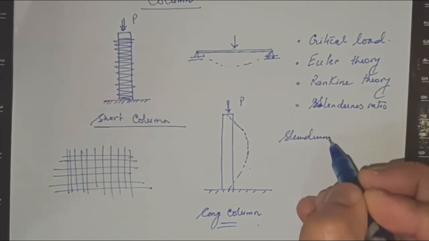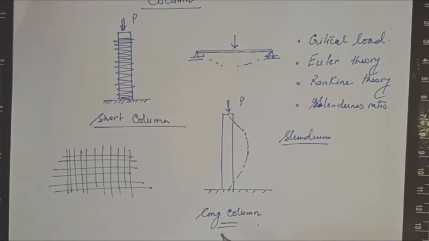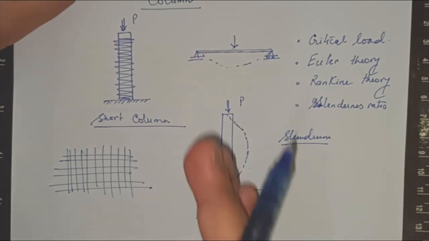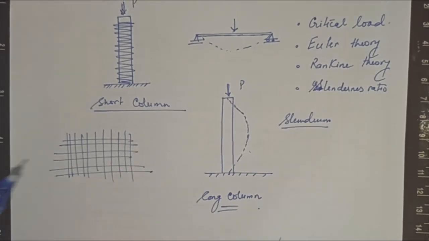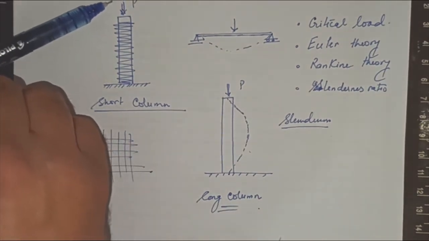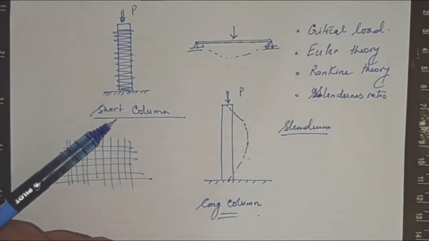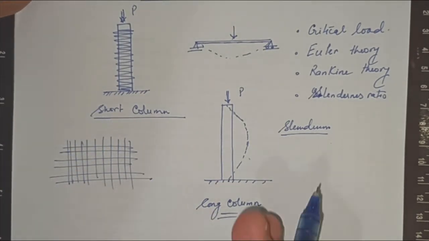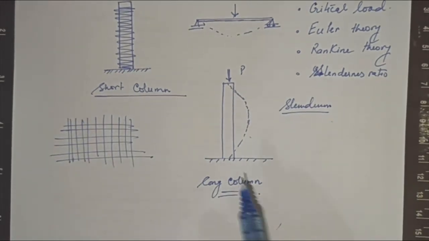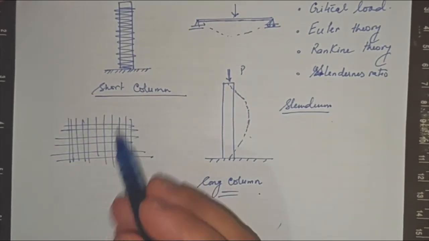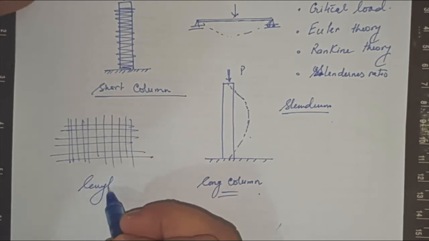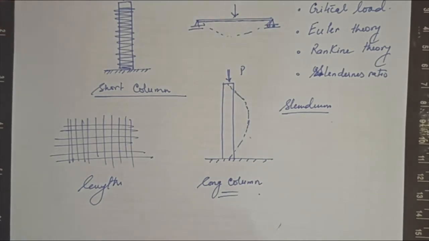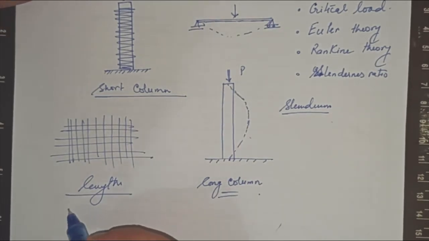So if the member is more slender, it is usually considered long. Such loading conditions are like when the load is from the top. So you can consider them as short and long columns. Now how will you demarcate between a short and long column? Usually we take the length of the column divided by the least dimension.